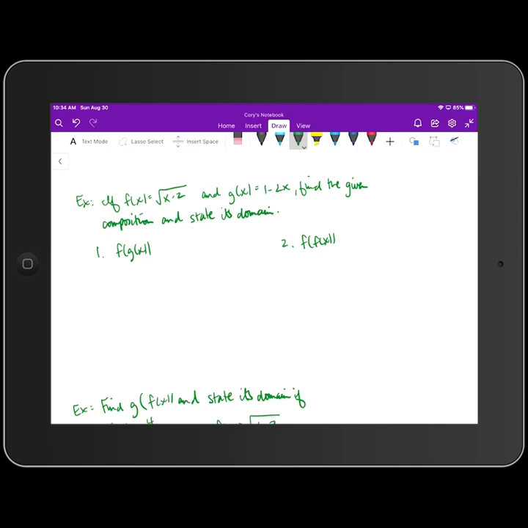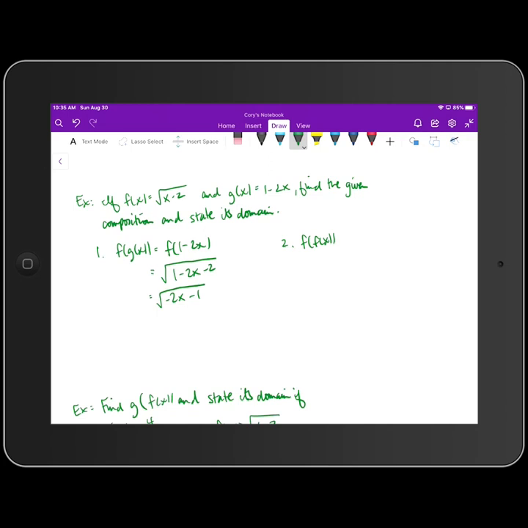For number two, f composed with f of x. So if we want to calculate what f composed with g of x is, that's going to be f of g of x, which is 1 minus 2x, which means we're going to plug 1 minus 2x wherever we see an x in the function f. So that's going to be the square root of 1 minus 2x minus 2, which is going to become the square root of negative 2x minus 1. Okay, so that's our composite function.